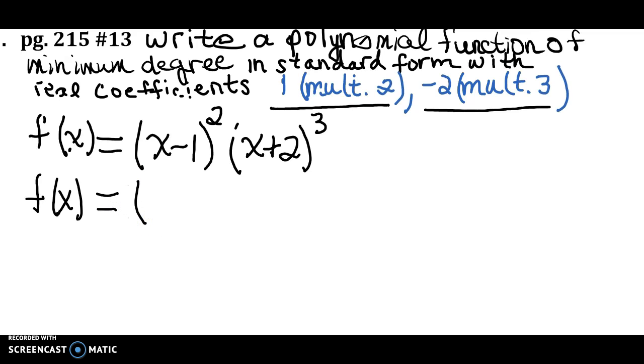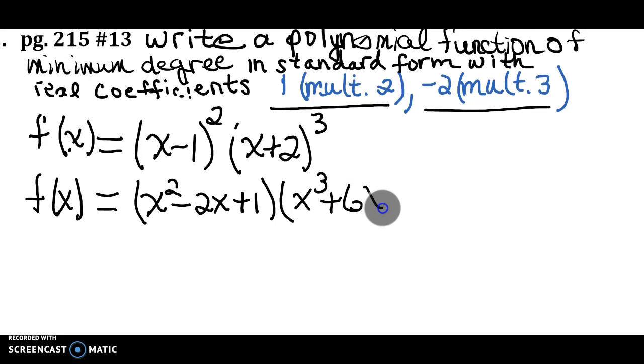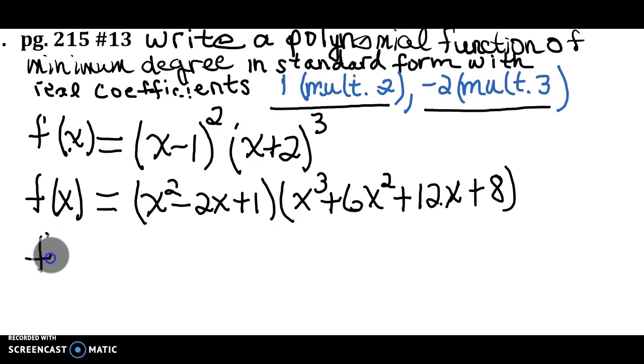So the first expansion gives us x squared minus 2x plus 1. And when we cube x plus 2, we get x to the third plus 6x squared plus 12x plus 8. Now we just have to multiply those two polynomials together to get our standard form.